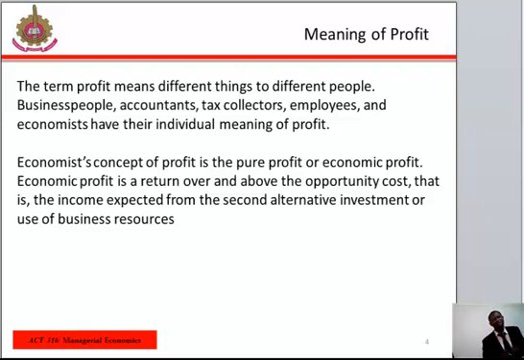To the accountants, profit means the excess of revenue over all paid out costs such as manufacturing and overhead expenses. It's more like what is referred to as a net profit. The economic concept of profit is the pure profit or economic profit. Economic profit is a return over and above the opportunity cost, that is the income expected from the second alternative investment or use of business resources.